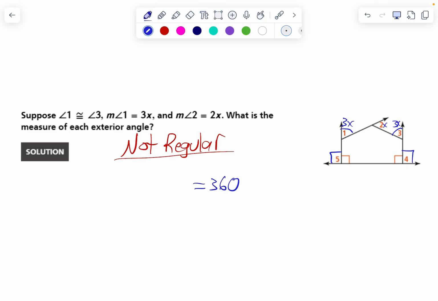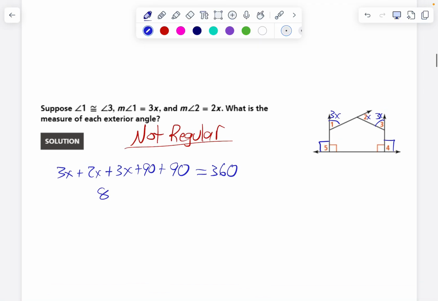Okay, then I would come in here and I would say, this is just the total of each one. So 3x plus 2x. It's angle 1, 2, and then 3, 4, and 5. Okay, now we solve for x. We get 8x plus 180. And subtract your 180 to get 180. And what is 180 divided by 8? It's got to be some kind of 22.5. Okay.